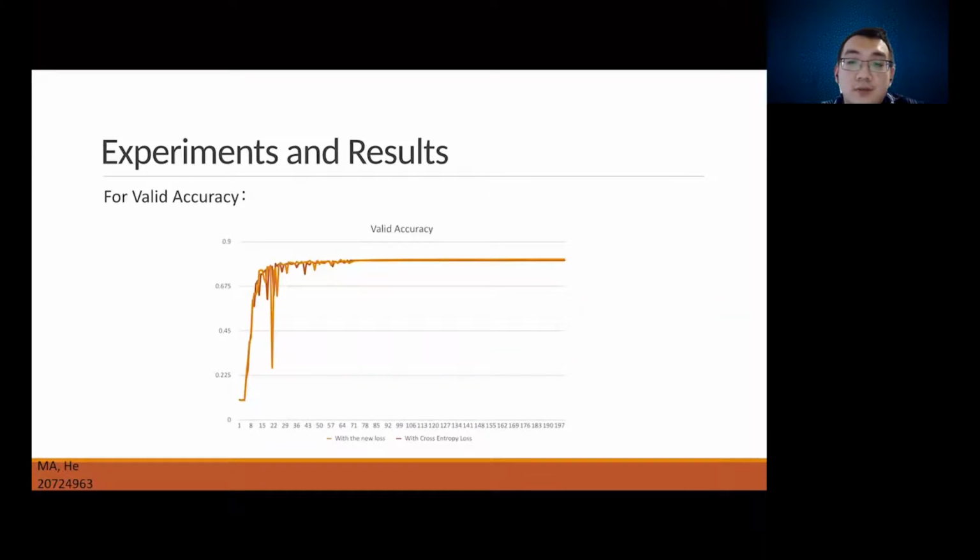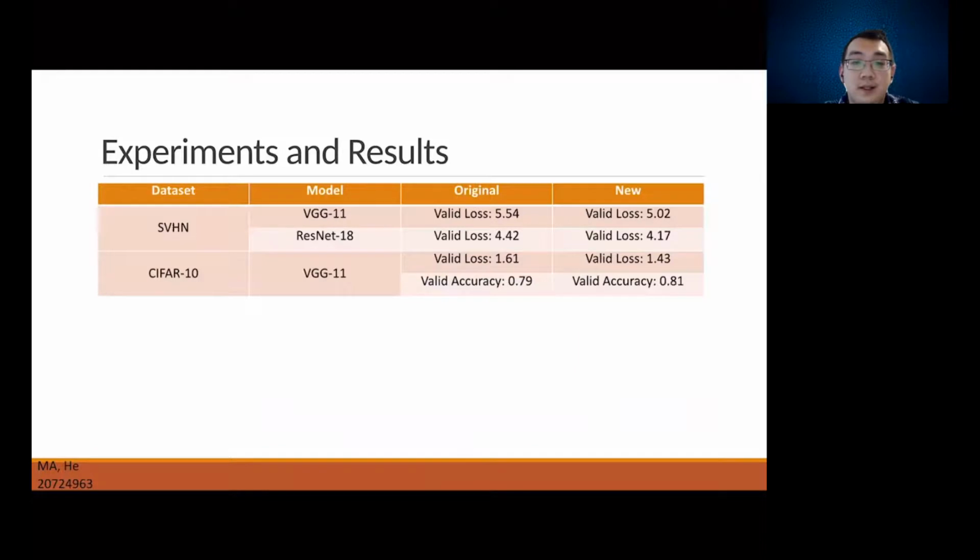When we compare the valid accuracy, in order to get the value of accuracy, we will choose the valid accuracy of 200 epochs. From the experimental results, we can see that the change of the valid accuracy of the two models is still roughly the same. The final result of the valid accuracy of the model with the low loss is larger than that of the model with the cross-entropy loss. And the specific results of all experiments are shown in the table in this slide.